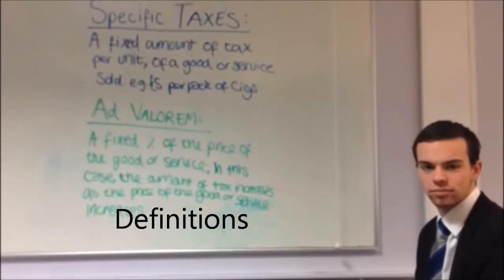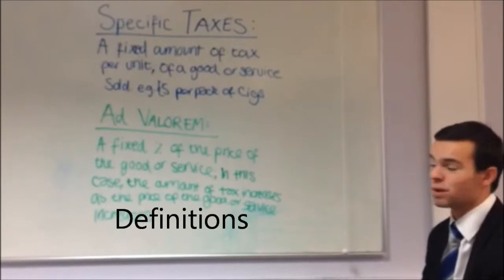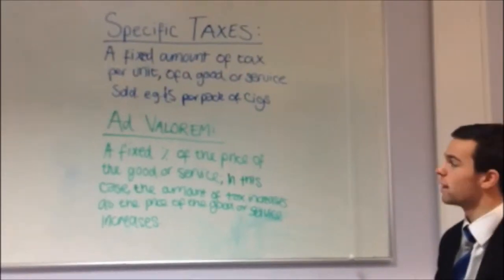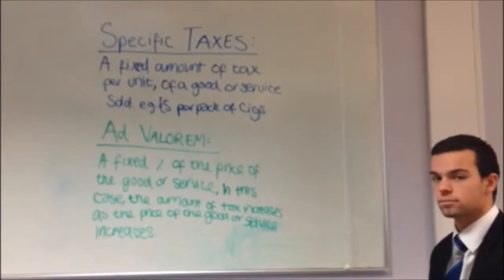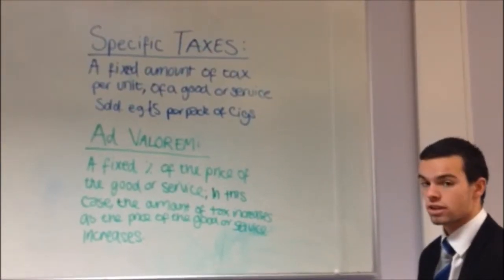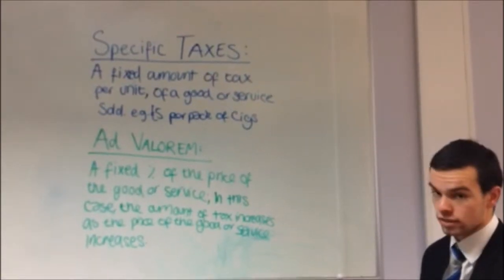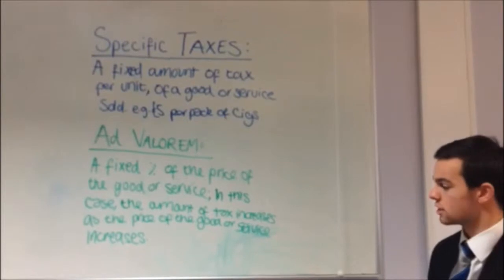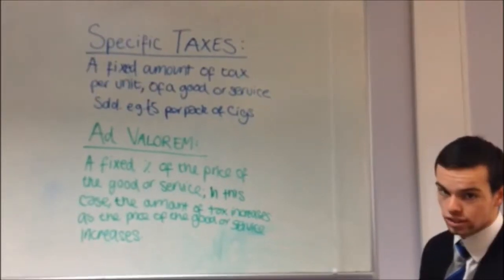Specific taxes: a fixed amount of tax per unit of a good or service sold, for example, £5 per pack of cigarettes. Ad valorem tax: a fixed percentage of the price of the good or service. In this case, the amount of tax increases as the price of the good or service increases.